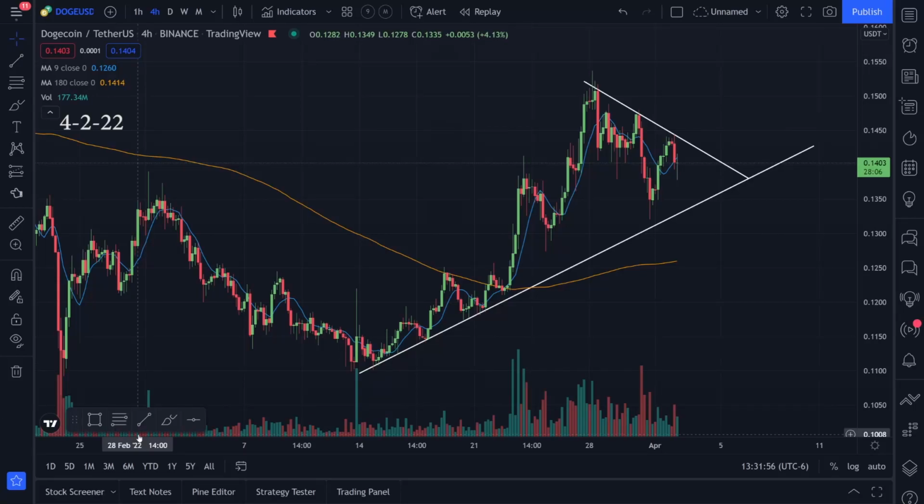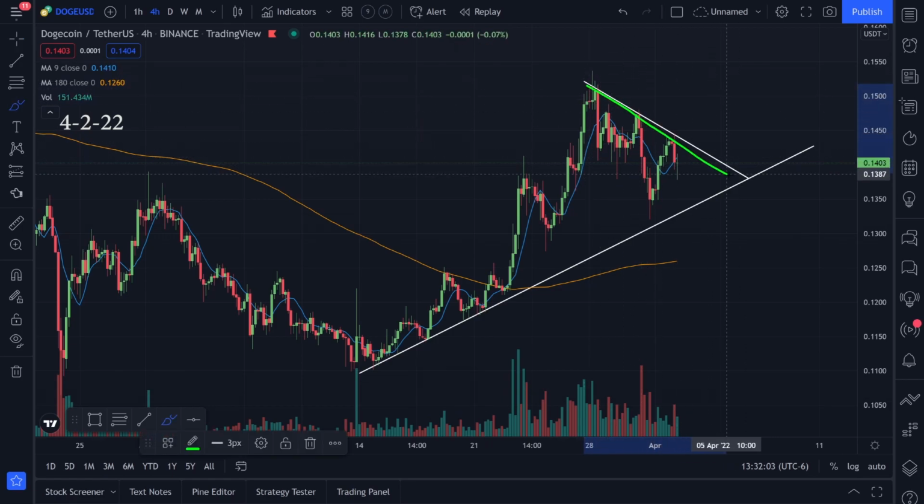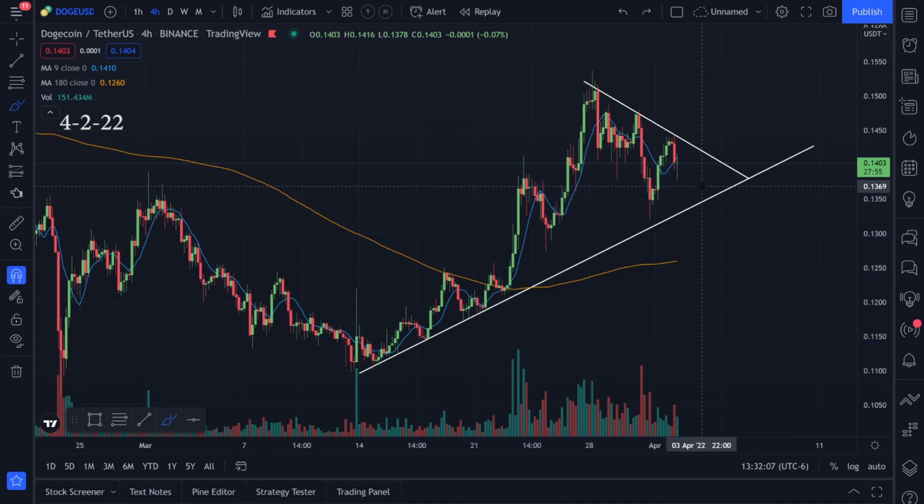Let's take a look at the chart action for Dogecoin. Okay, so here's what I'm looking at. Not much has changed since yesterday's video. We're still stuck between this resistance and this support right here. But let's go ahead and go through it again.